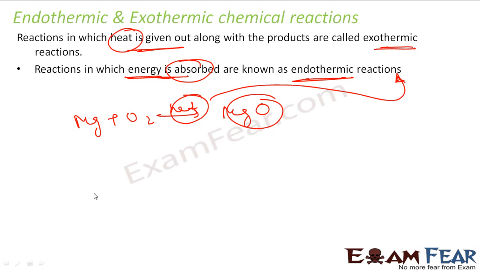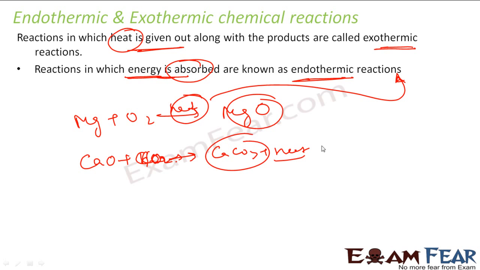But consider a combustion reaction, for example, or lime water: you have CaO, and you add water or carbon dioxide, I think. You get CaCO3 plus heat. In this case, the reaction is giving out heat, so it's an exothermic reaction.